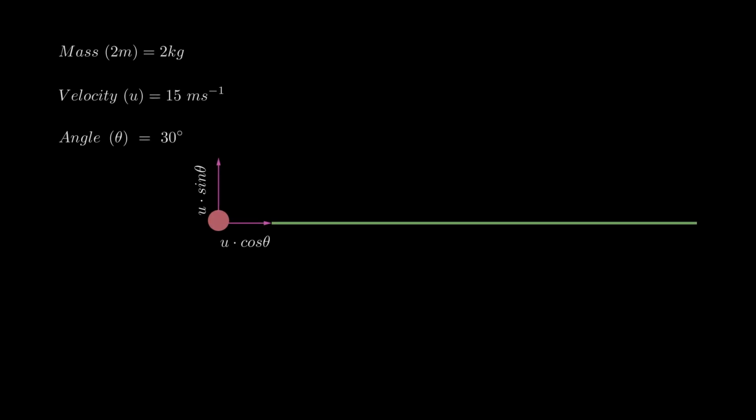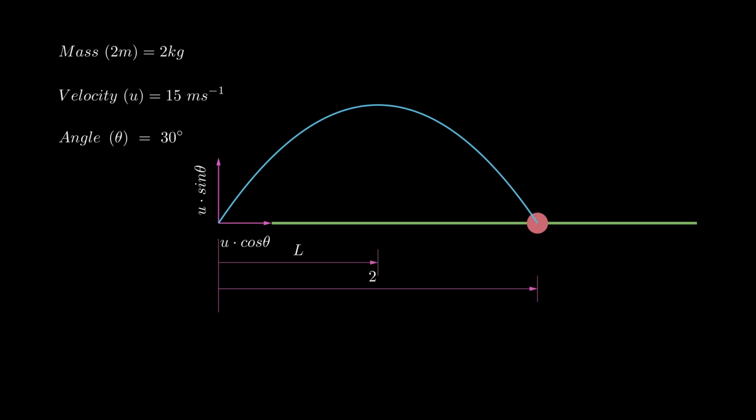Let's consider a scenario where the projectile continues its motion without exploding. In this case, it follows a predictable path, typically a parabolic trajectory, due to the force of gravity, and lands at a distance from the point of projection. Let's assume that this range is 2L. For simplicity of calculation, we take the mass of the projectile as 2m.